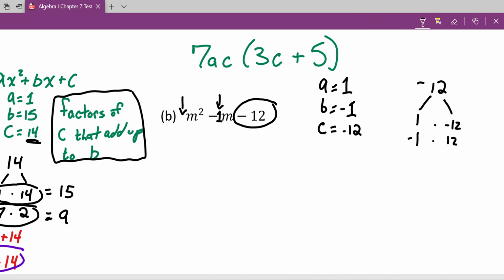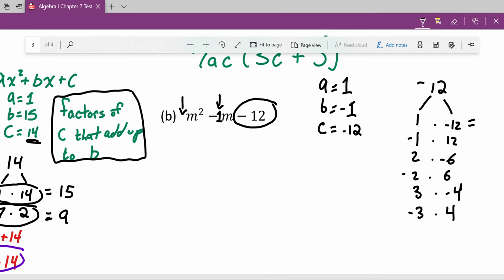So I'm just going to keep breaking this down. It could also be 2 times -6 or -2 times +6. It could also be 3 times -4 or, sorry, why is that not writing? There we go. -3 times +4. So what I have to do for all 6 of these is figure out what they would add up to if I were to add the factors. Because I want to find the factors that add up to B. B is -1. So I want to figure out which ones add up to -1.